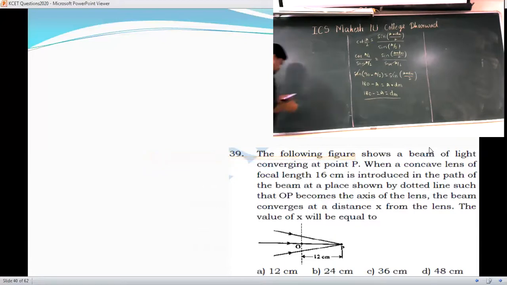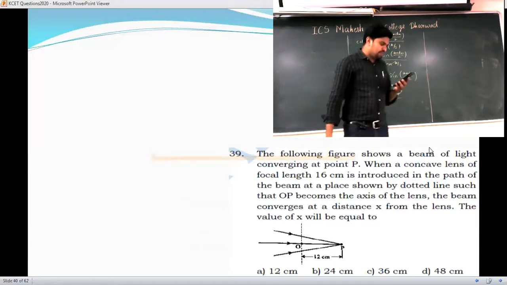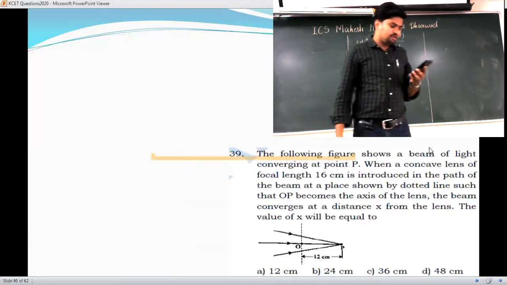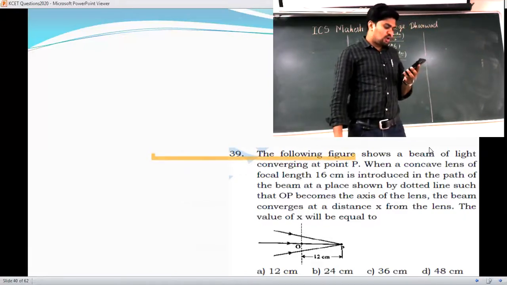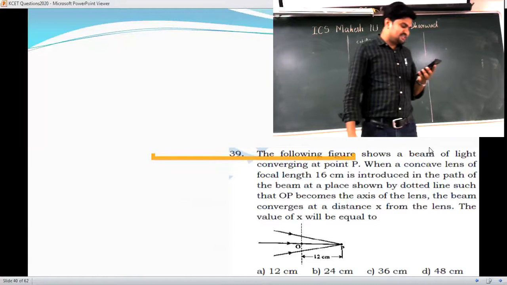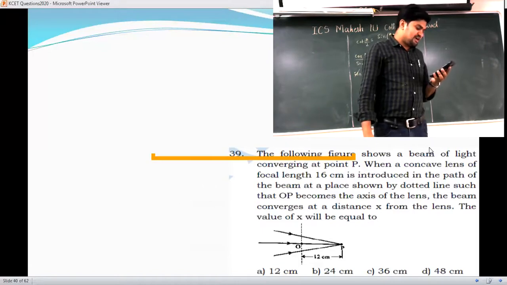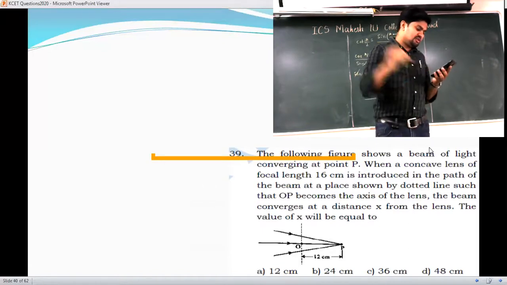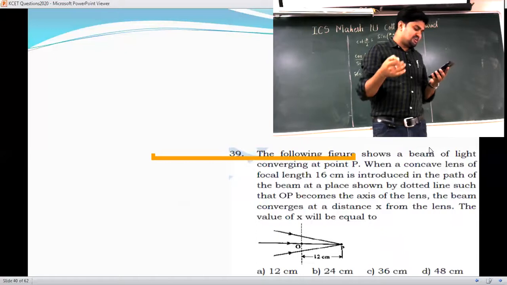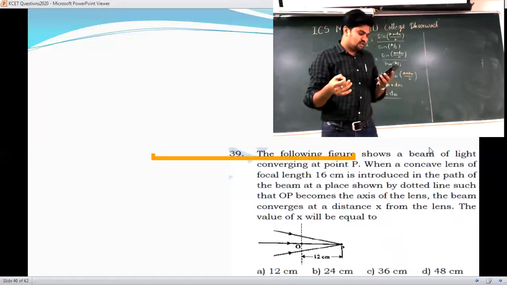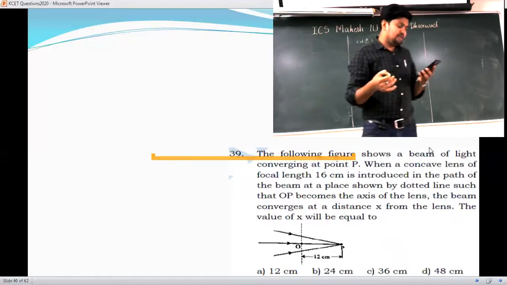The following figure shows a beam of light converging at point P. When a concave lens of focal length 16 centimeter is introduced in the path of the beam at a place shown by the dotted line, such that OP becomes the axis of the lens, the beam converges at a distance x from the lens. The value of x will be equal to?